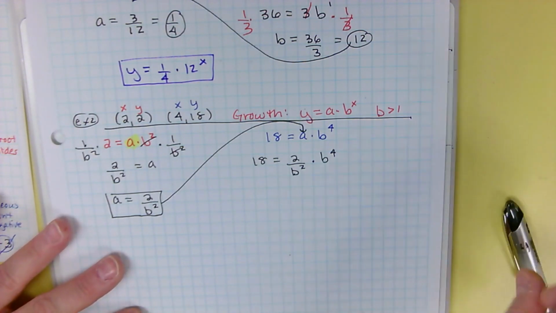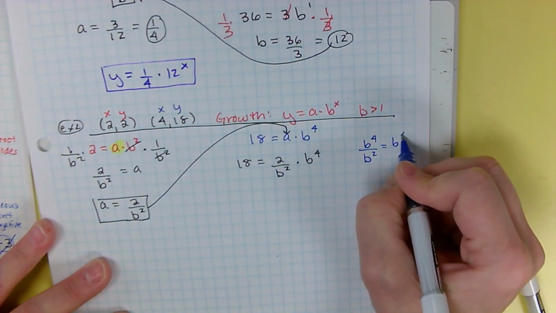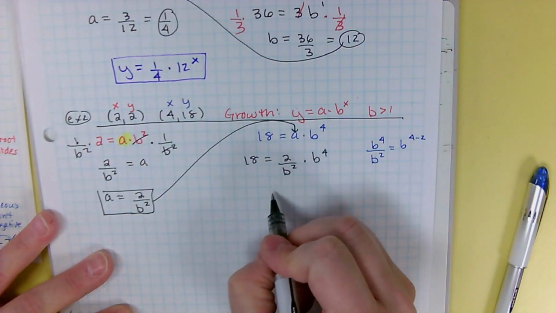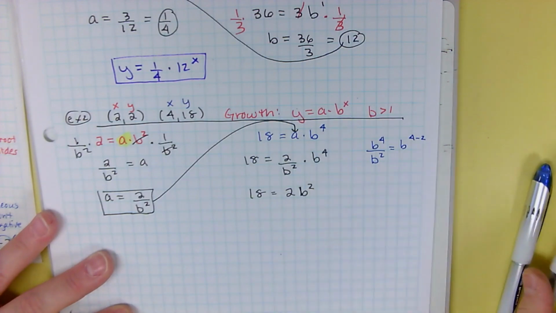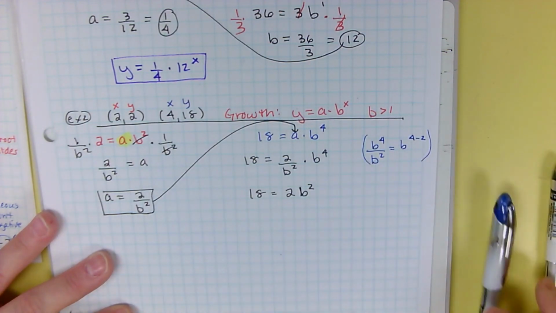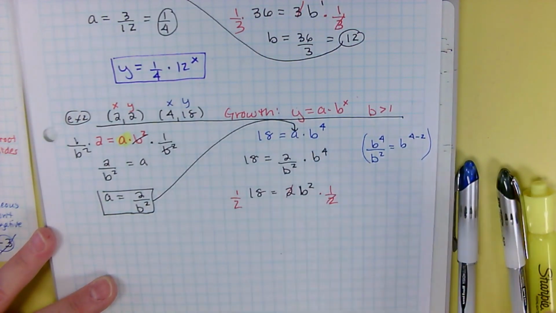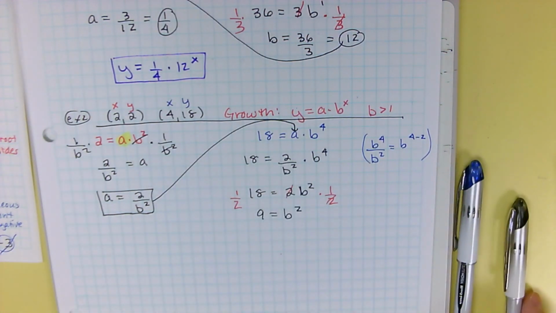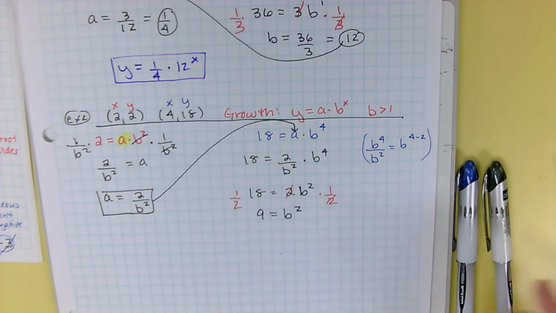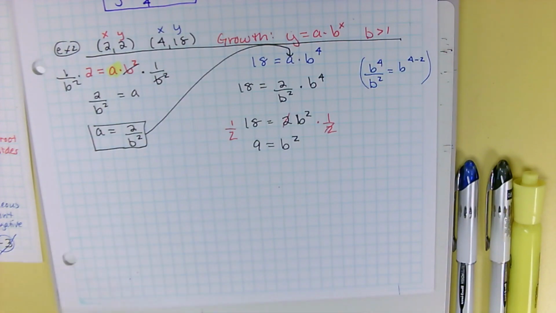Again, we're going to do our exponent property. B to the 4th over b squared is b to the 4 minus 2, which is b squared. So 18 equals 2b squared. Get the 2 off the b squared, so multiply both sides by a half. 18 divided by 2 is 9. 9 equals b squared. Can someone tell me what my next step is in solving? How do I get the b squared down to a b? Yeah, cool.